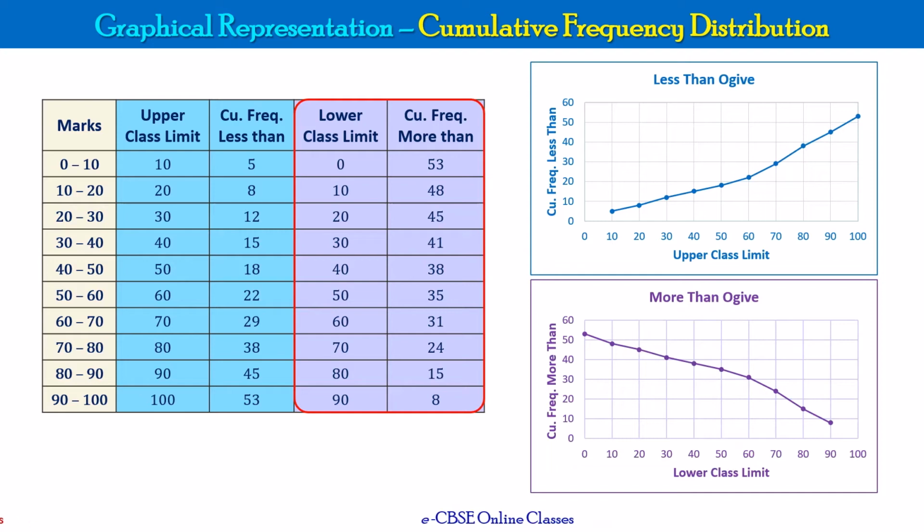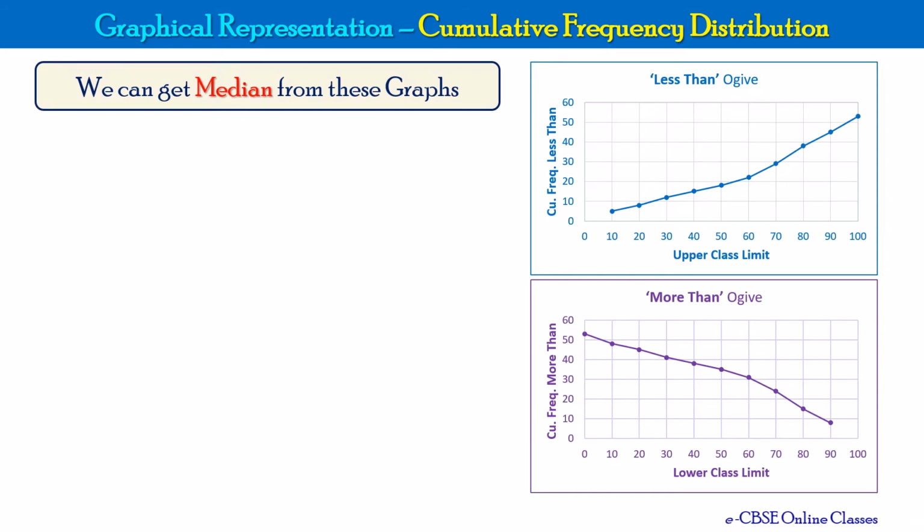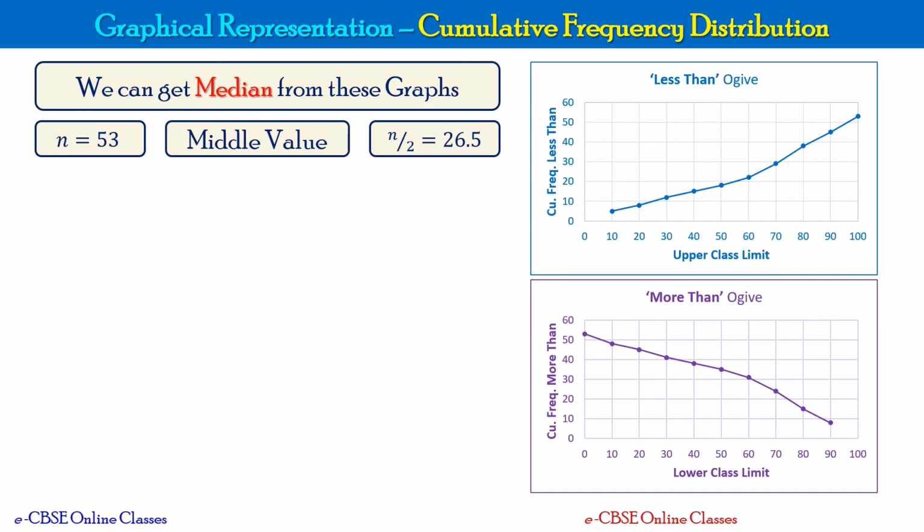I made the plots, but what is the use of these? We can get the median from these graphs. How? Let's look at it very briefly. My number of observations is 53, correct? And what is median? The middle value of a distribution of data. So the middle value will be n by 2 equal to 26.5. So I need to look at the value of the 26.5th observation or somewhere in the middle.